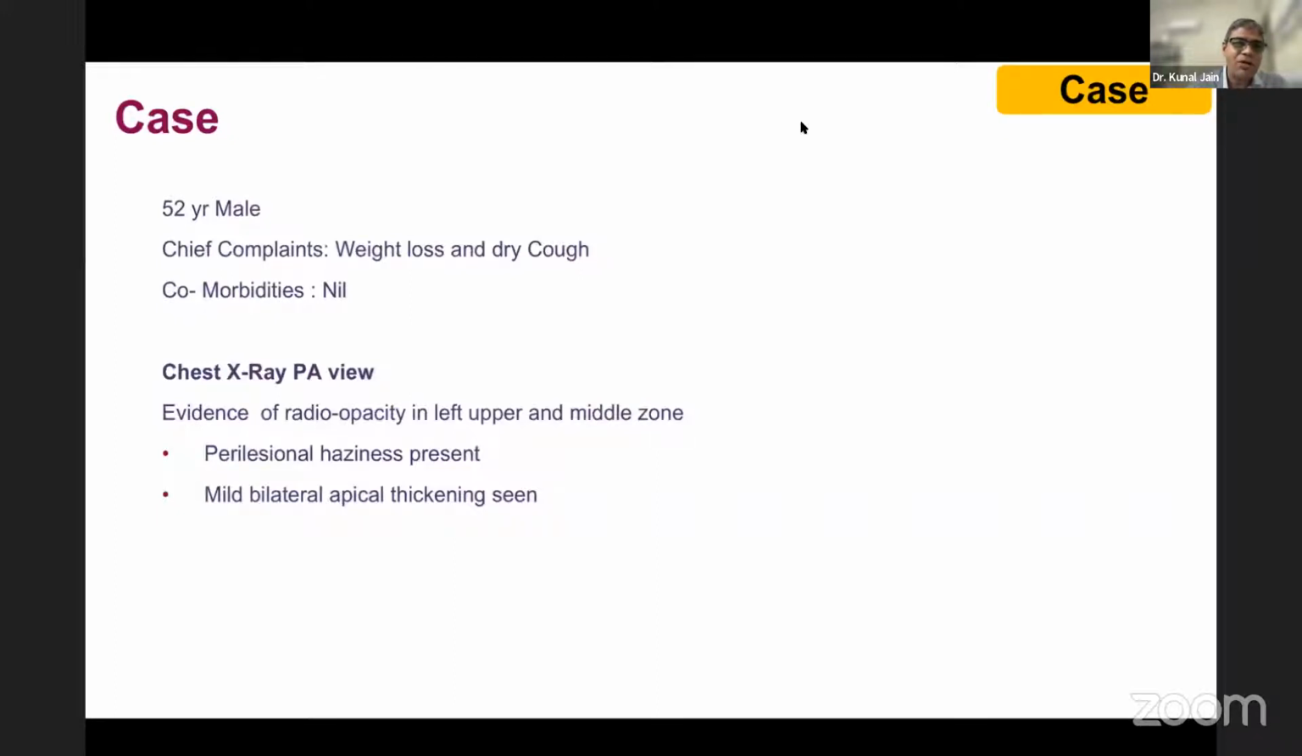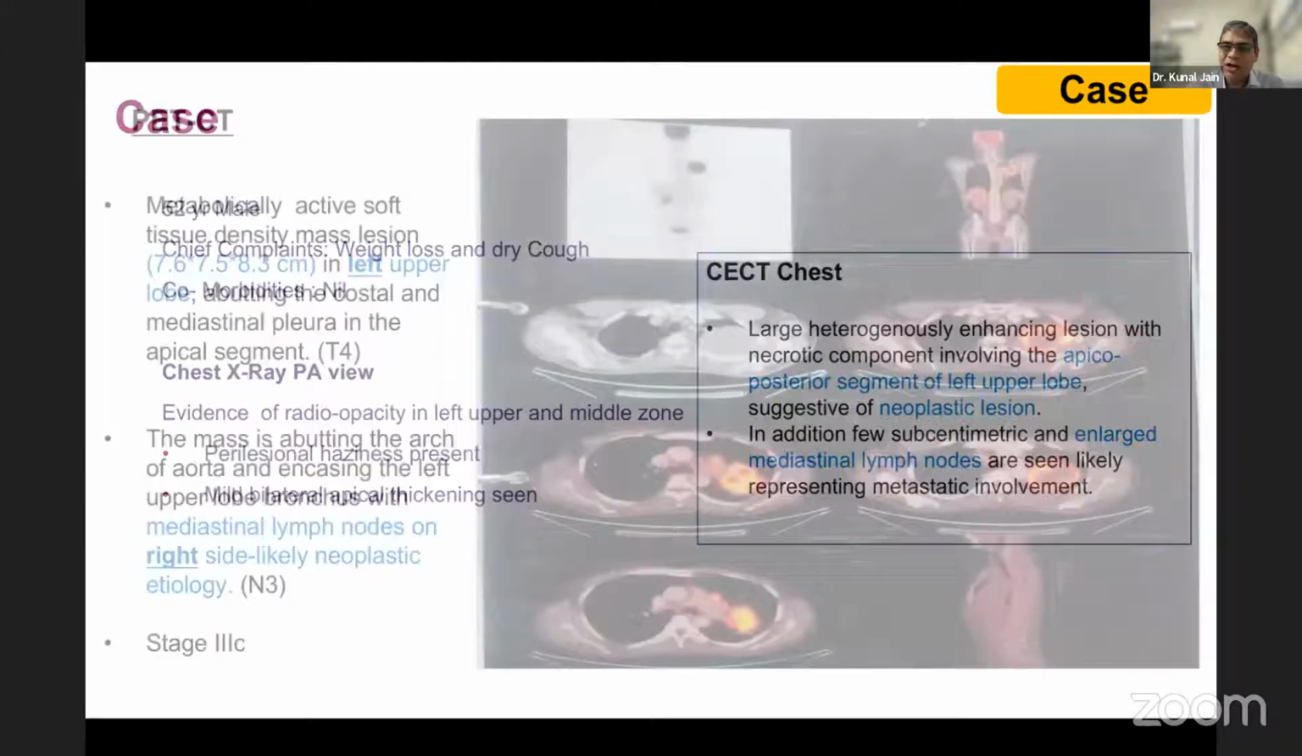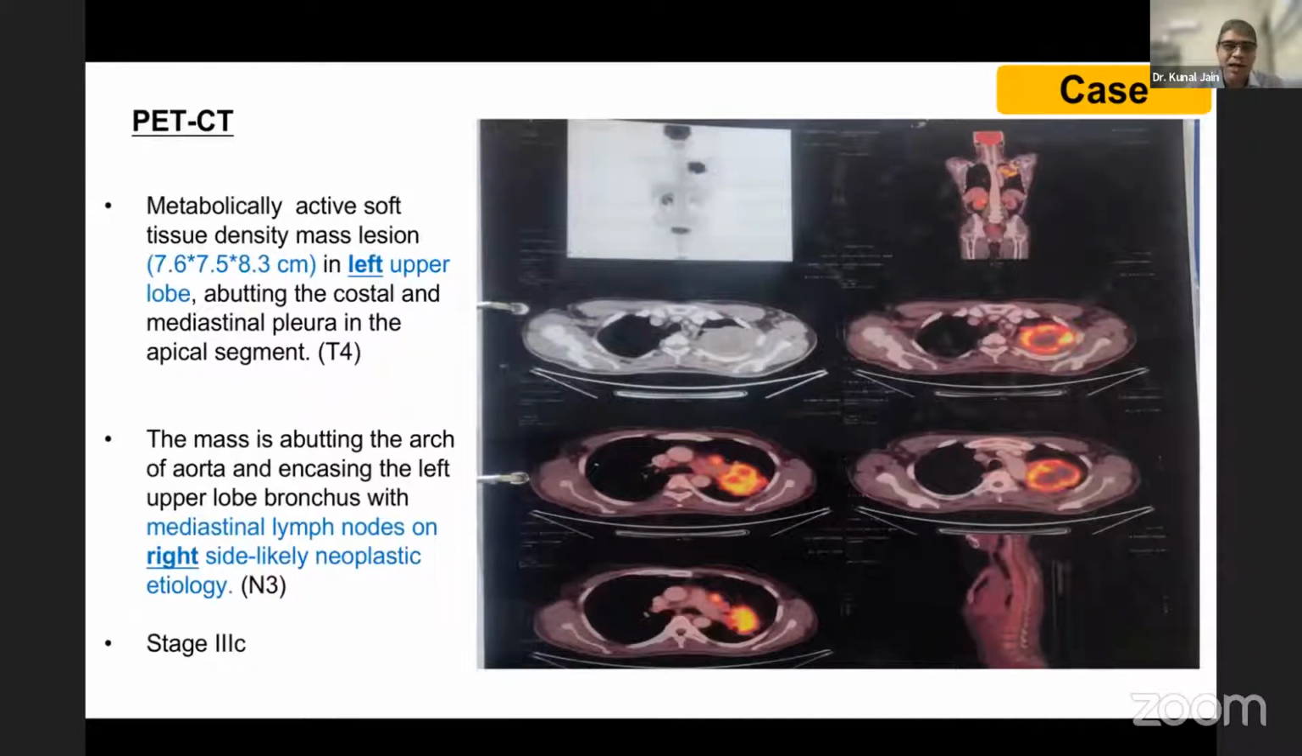So this is a 52-year-old male who we can consider is a smoker and had presented with weight loss and dry cough, with no other comorbidities. His initial X-ray showed an opacity in the left upper and mid zone with some perilesional haziness and bilateral apical thickening. A subsequent CT showed a large mass in the apicoposterior segment of the left upper lobe and a few subcentimeter and few enlarged mediastinal nodes, which were suspected to be involved by cancer.